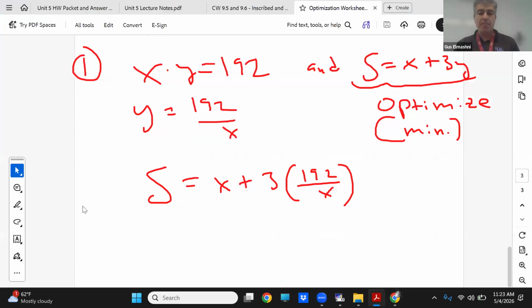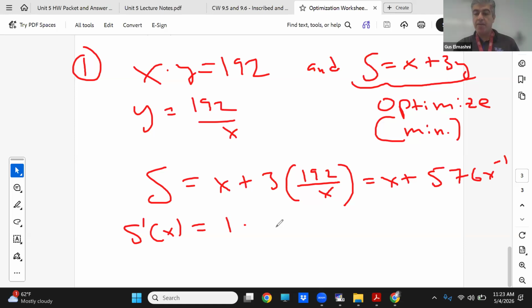So I'll call this S prime of X. Actually, before I even do that, let's rewrite this. It'll be X plus, what's 3 times 192? That's 576, I think, times X to the negative 1. So if I take that derivative, what do I get? 1 minus 576 x raised to negative 2. And you're going to set it equal to 0.